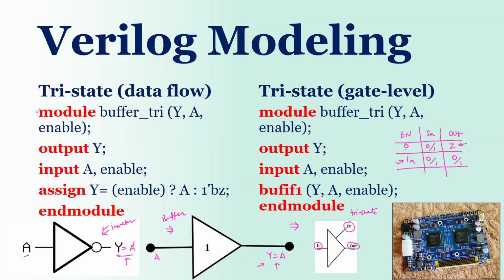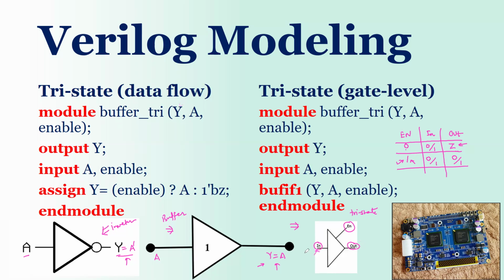As in the previous modules, we start by using the keyword module, then we give a name to our circuit. I have given the name buffer underscore tri. That's my name, you can give any name, and then in the parentheses I can list outputs and inputs. So in my buffer, have a look at this symbol right over here. I have two input pins, enable and in, and one single output. So I will say output Y here. Instead of out, I have written Y.